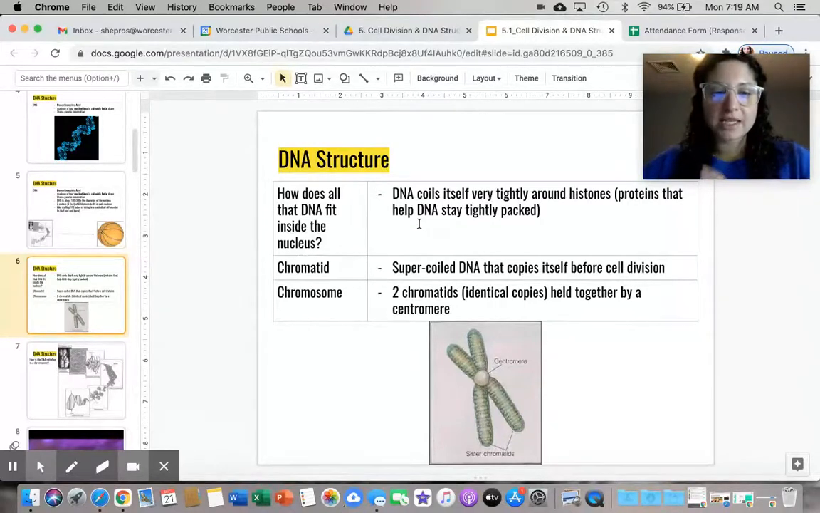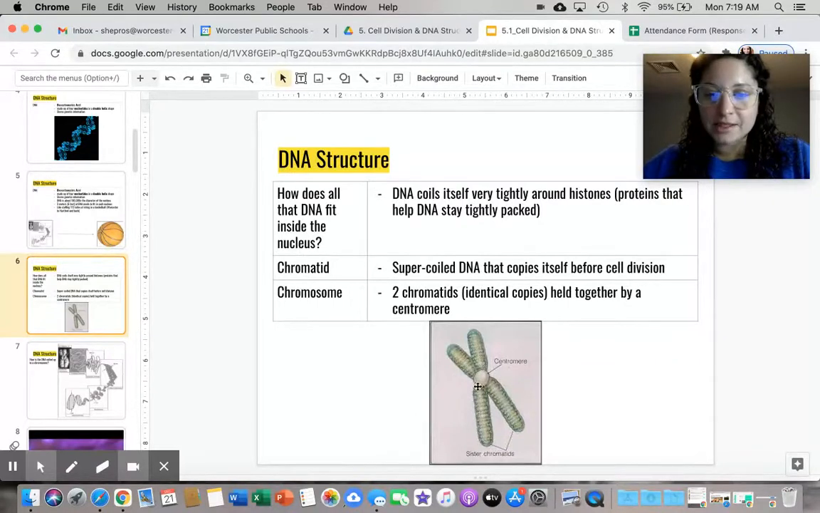So when your DNA does actually package itself down into its most condensed form, you're going to get either a chromatid or a chromosome, depending on what's going on. A chromatid is supercoiled DNA that copies itself before cell division. A chromosome is two chromatids held together by a centromere. So this picture right here is a chromosome. Hopefully it looks semi-familiar. I think most of us have seen an image of a chromosome before. So this entire thing is a chromosome.